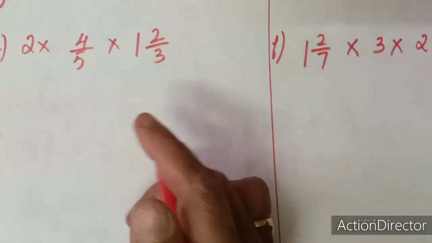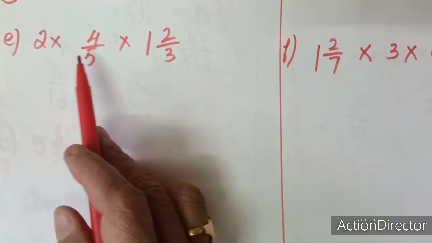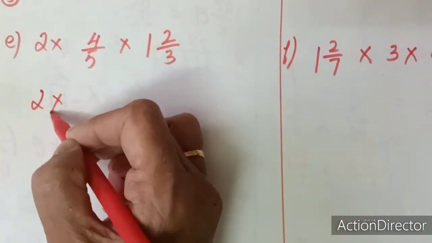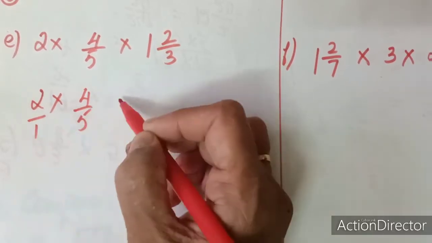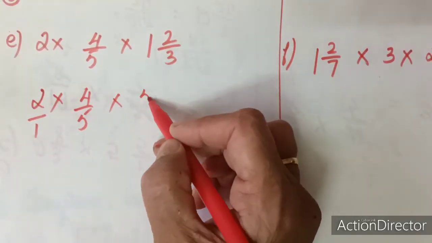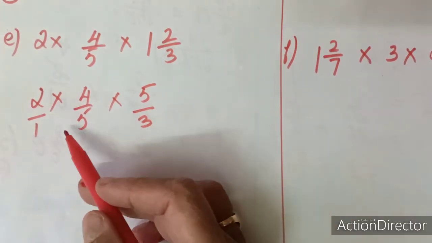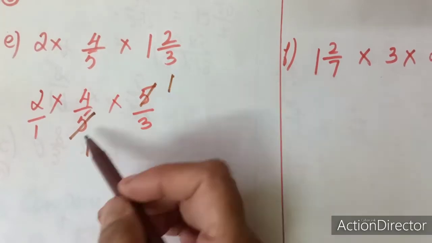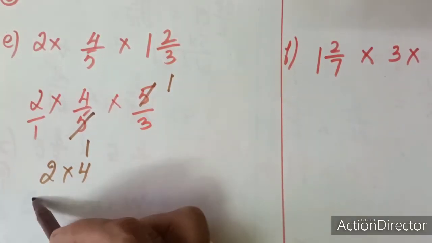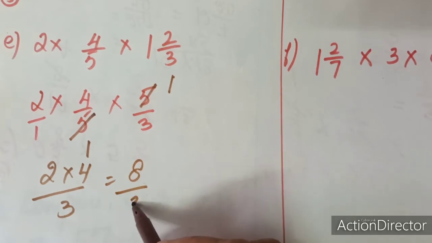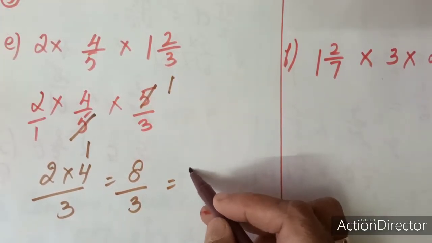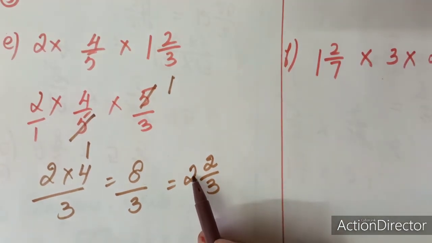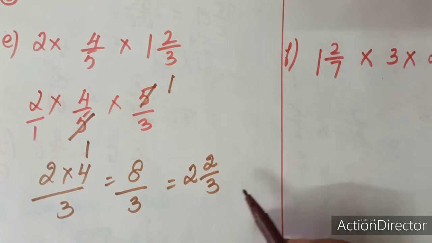We are having 3 fractions over here. 2 into 4 upon 5 into 1 2 upon 3. So this can be written as 2 into 4 upon 5 into 3 ones are 3, 3 plus 2, 5 upon 3. There is no number to be cancelled between the first ones, but we can cancel 5 ones are 5, again 5 ones are 5. So it is 2 into 4 upon 3, which is equal to 8 upon 3, or 2 3s are 6, 2 2 upon 3. Again I told you to cross check. 3 2s are 6, 6 plus 2, 8. 8 upon 3.